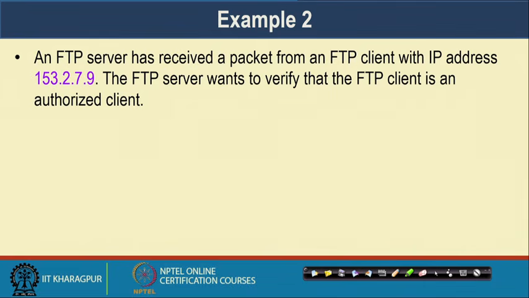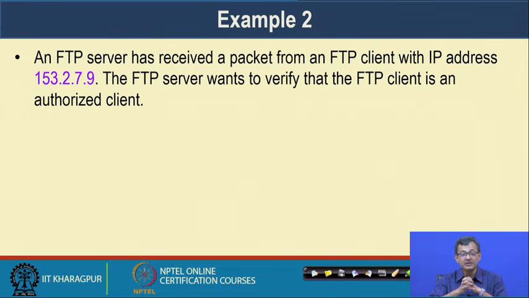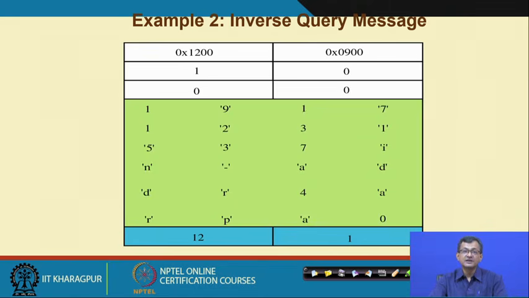Similarly, in example 2, an FTP server has received a packet from an FTP client with an IP address 153.2.79.9. The FTP server wants to verify whether the FTP client is authorized or not. So, it is getting an IP and now it wants to verify whether it is authorized or not. In other words, it wants to know which domain has this particular IP. So, the FTP client has requested and the FTP server wants to do that. So, it is a reverse query message.